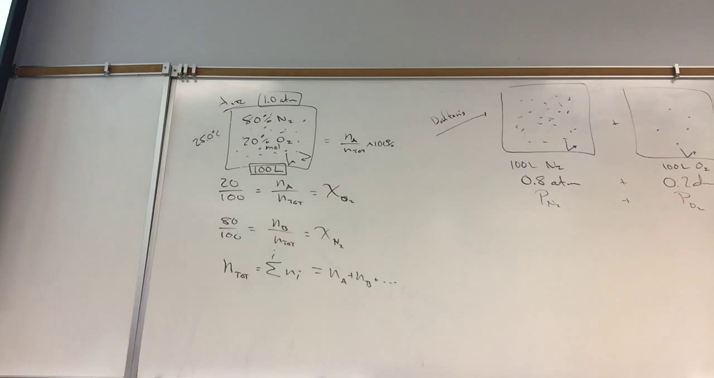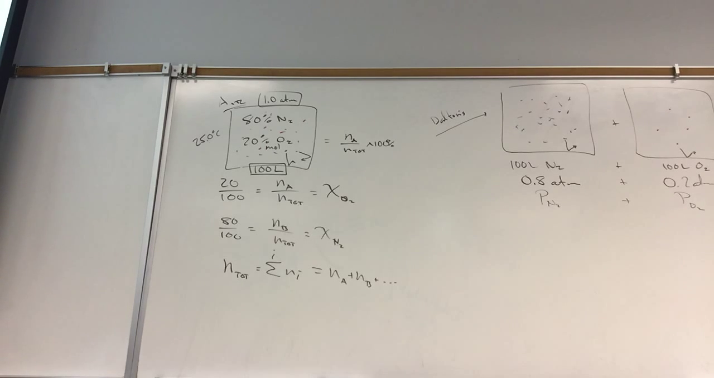But what's going on with the volume? If I take 100 liters of nitrogen plus 100 liters of oxygen, how many liters of mixture should I get? 100 liters of nitrogen plus 100 liters of oxygen should yield 100 liters total. And so in terms of Dalton's law, P total is the sum of the partial pressures: partial pressure of gas A, partial pressure of gas B, however many gases we have. And so this would be nitrogen and oxygen.